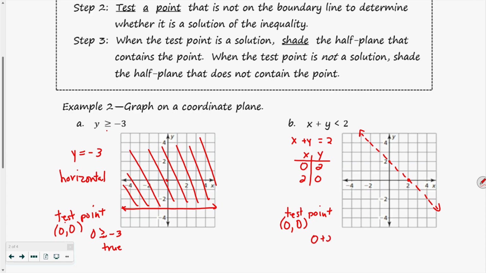If I have 0 plus 0 is less than 2, if I simplify that, 0 is less than 2, which I know is a true statement. So there's where 0, 0 is. So everything on this side should be solutions to the equation. So you can see there that that's the side of the line that we want to shade.